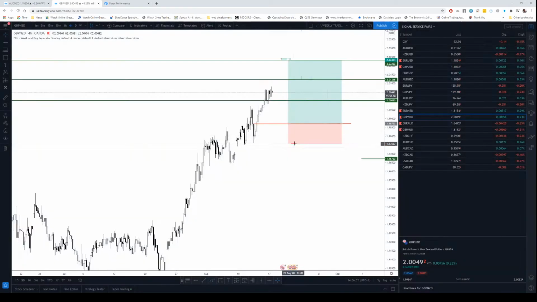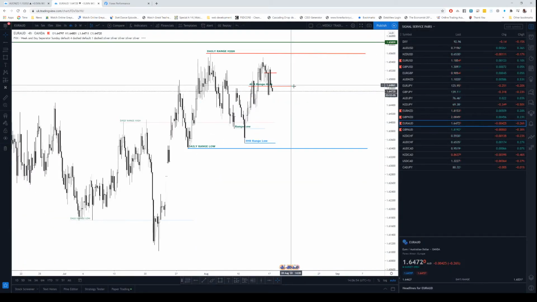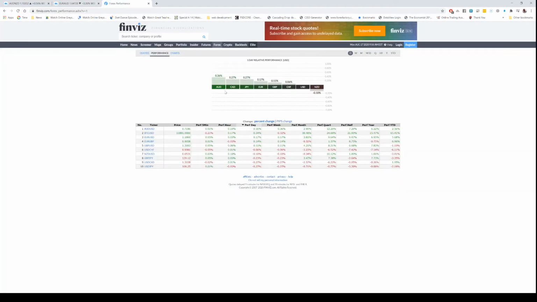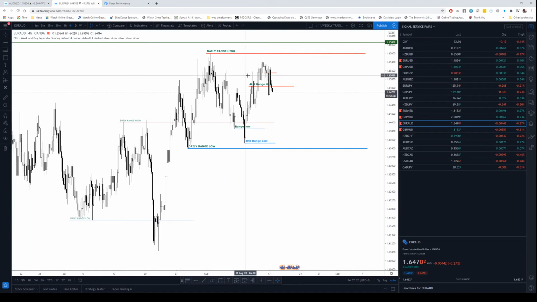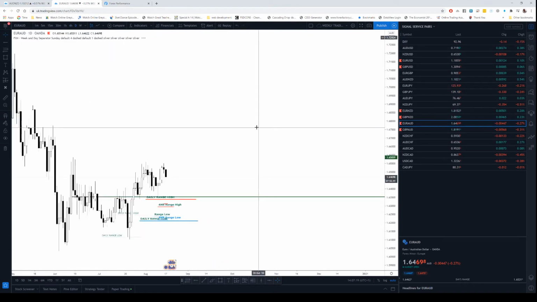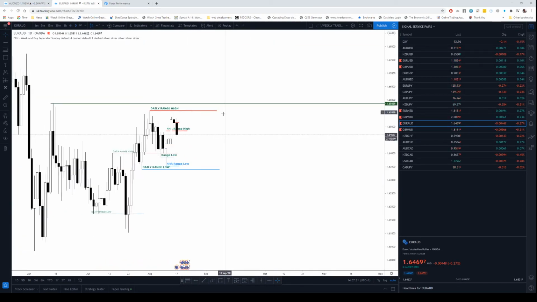All right, let's continue on Euro Aussie. We are stuck in a range. Euro is strong, Aussie is strong, so we are stuck in a range. I think Aussie is stronger than Euro, but if I put it on the weekly, I think same thing. Aussie is stronger than Euro, so this thing might go into a bit of a retracement. Overall, we are stuck in a range on the daily.